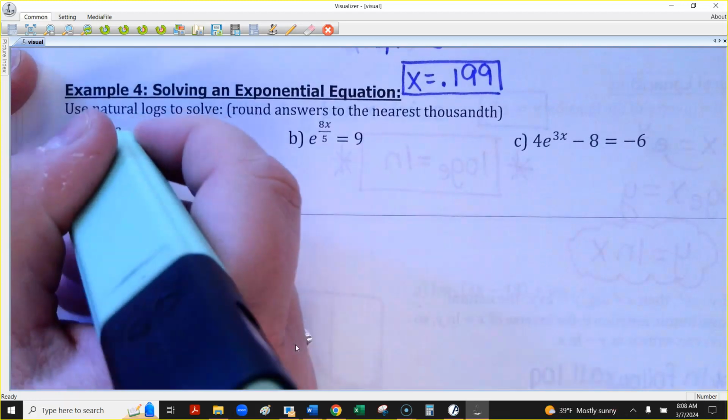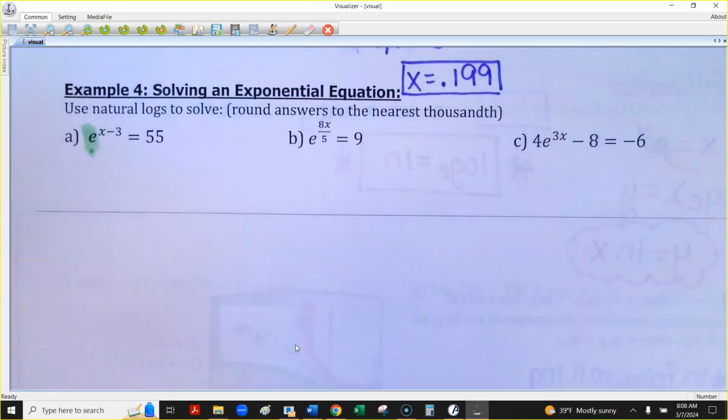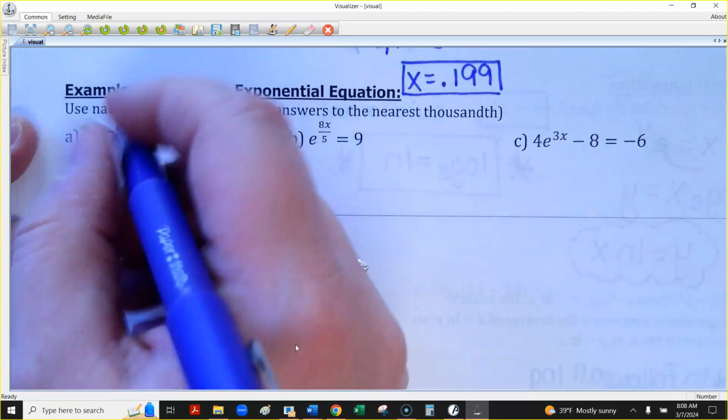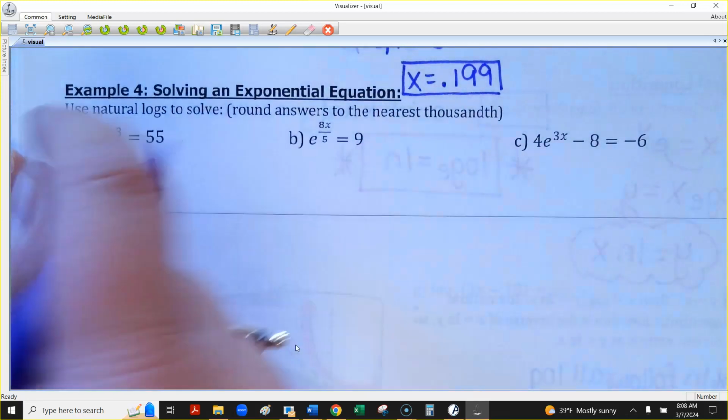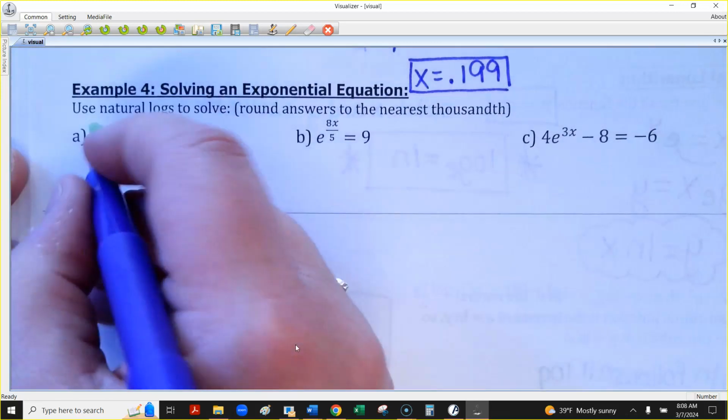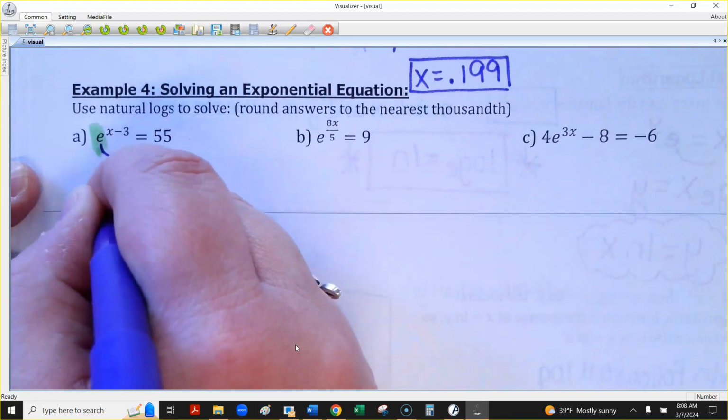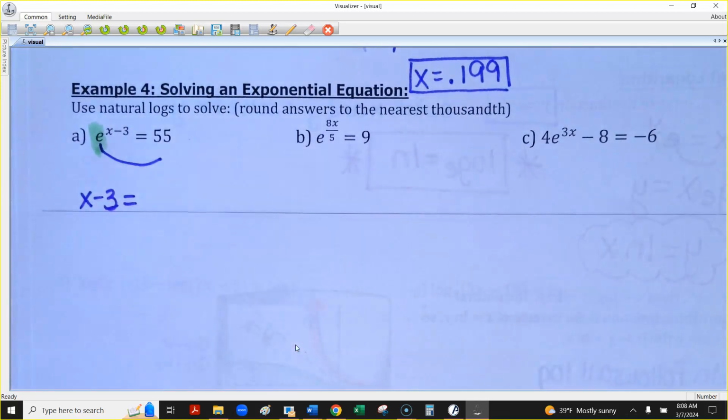So the only way to get rid of e is to use a natural log. So let me give you 2 options. If you want to just convert this, you can convert this to a log just by swinging the base to the other side. I'll show you 2 ways to do this. So if I bring that e to the other side, the x minus 3 would come down on the level with the rest of the question.